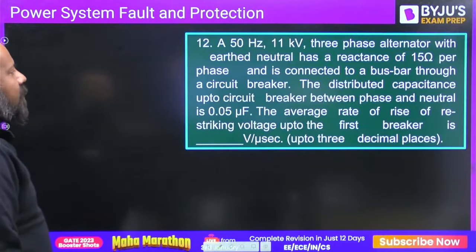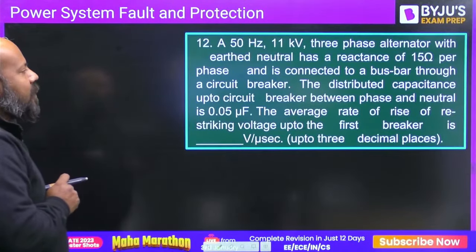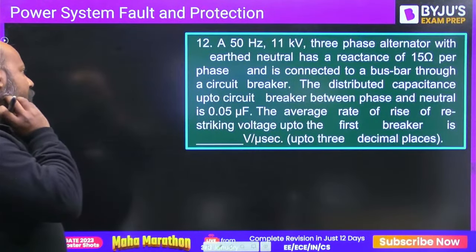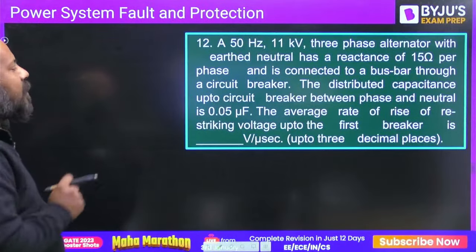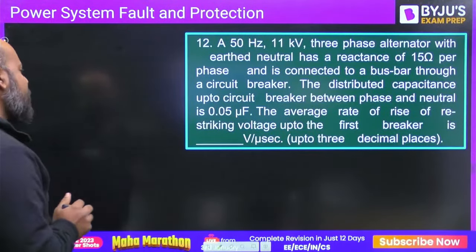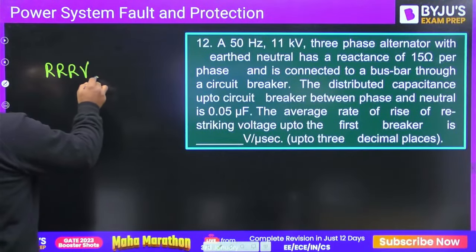Now, he is asking: a 50 hertz, 11 kilovolt, 3-phase alternator with earth neutral has a reactance of 15 ohms per phase and is connected to a bus bar through a circuit breaker. The distributed capacitance up to the circuit breaker between the phase and neutral is 0.05 microfarad. What is the average value of the rate of rise of restriking voltage?